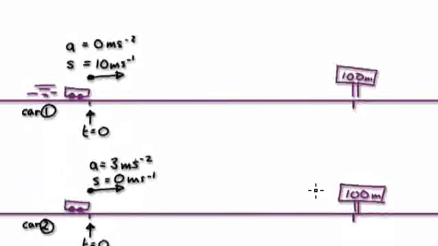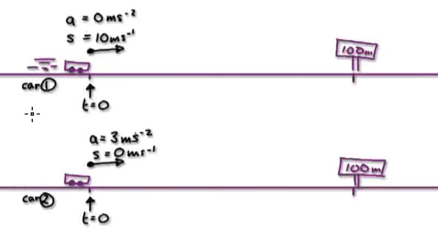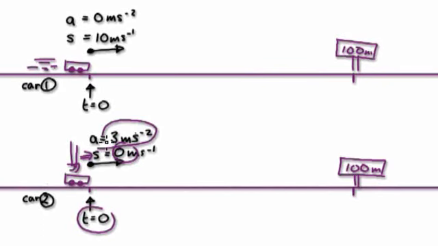Okay, let me ask you this question here. We've got two cars having a race. Car one here would be traveling at a constant speed of 10 meters per second. So this car is going at the same speed all the time. There's zero acceleration. Versus a car that starts from rest, so the speed at time equals zero is zero. But then it will constantly accelerate at 3 meters per second squared.